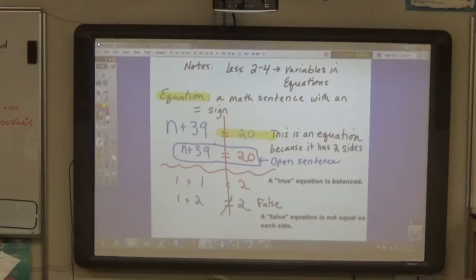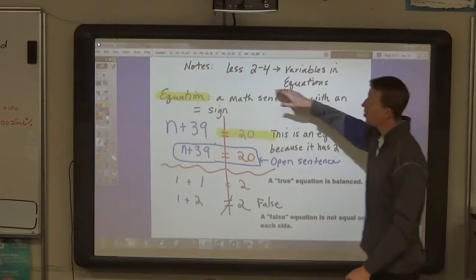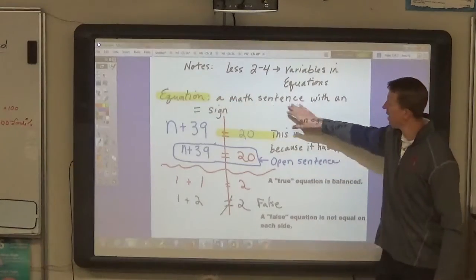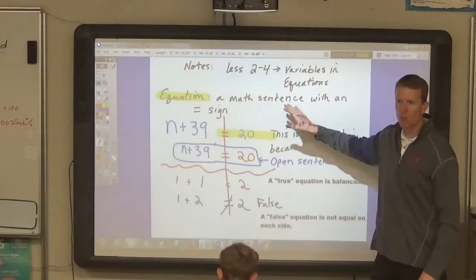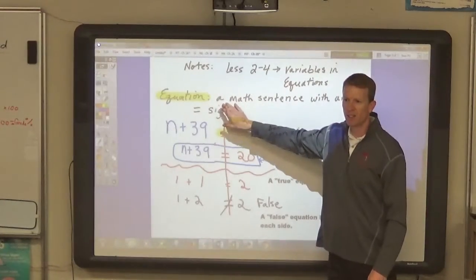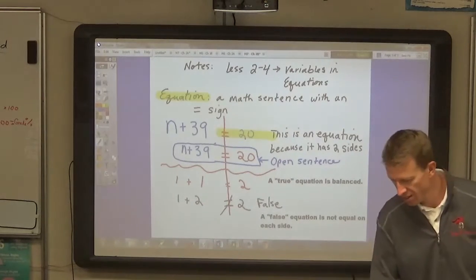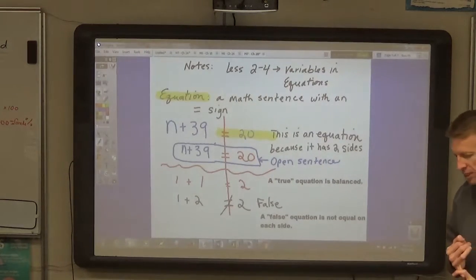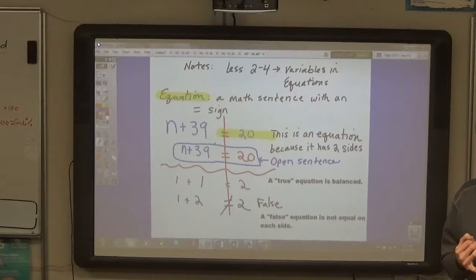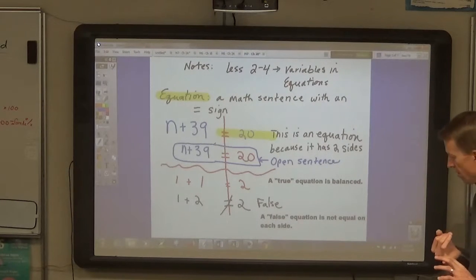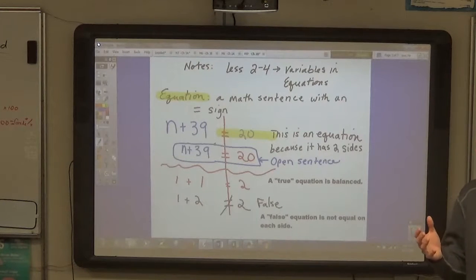In lesson 2.4, we're going to talk about two terms that you have to remember. One is an equation. An equation is a math sentence with an equal sign. Okay? Any math sentence that has an equal sign is an equation. And if it doesn't have an equal sign, then it is either an expression, so it could have many answers, or it's an inequality, which has the greater than sign or less than sign or equal to sign.